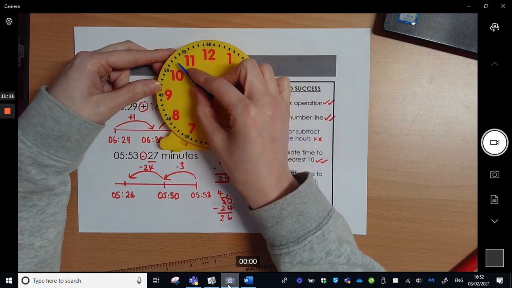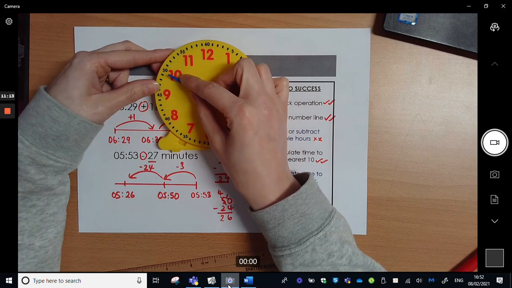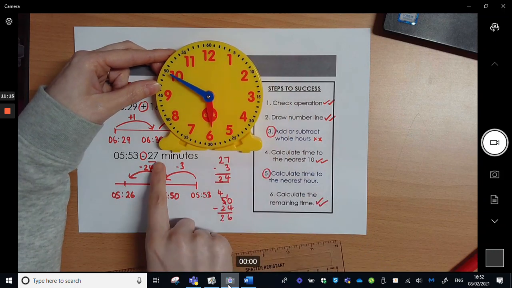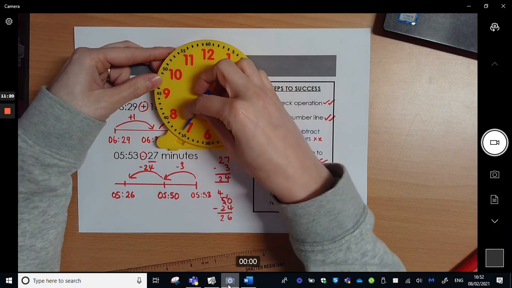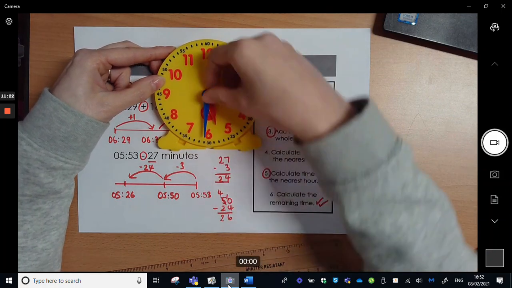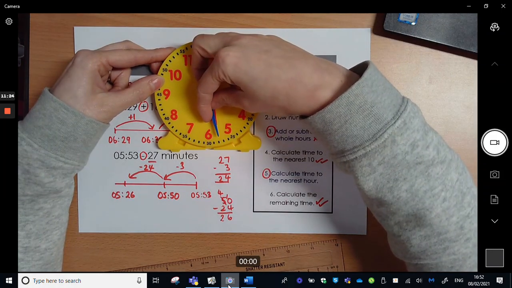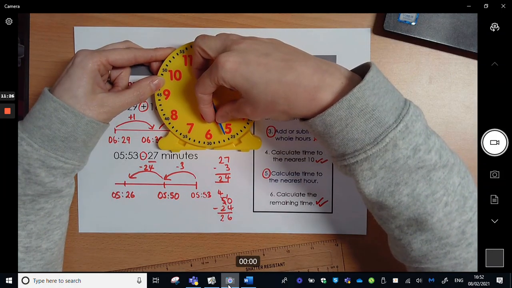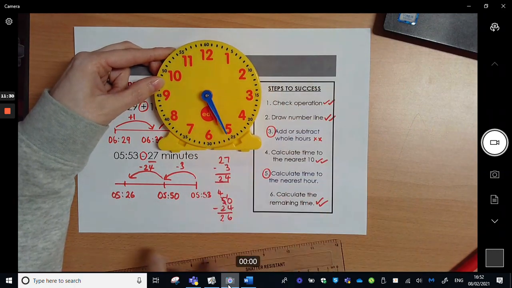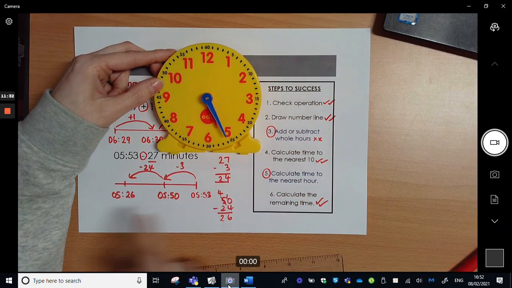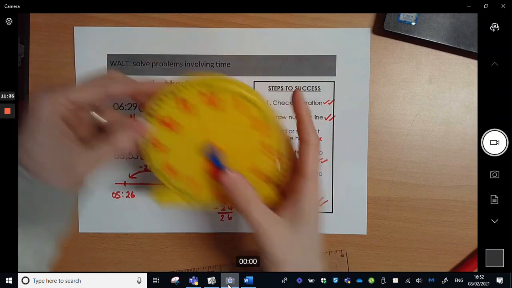So first of all, I took away 1, 2, 3 minutes. Okay. And then I had to take away another 24. So 5, 10, 15, 20, 1, 2, 3, 4. Okay, so I'm 1 minute past 25, so I'm 5:26. So that was my answer. Okay, so if you've got a clock at home, you can use that to help you.